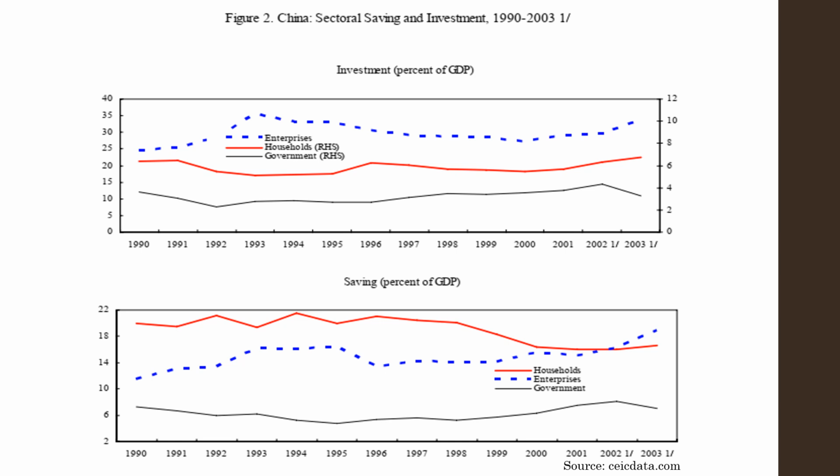The chart shows China's sectoral saving and investment. Saving and investment were expressed as percentage of GDP. Both ratios for enterprises, in blue color, increased between 2000 and 2003. This shows that as saving increases, investment increases.